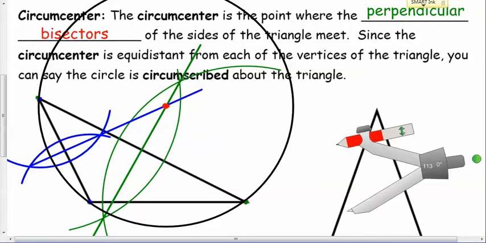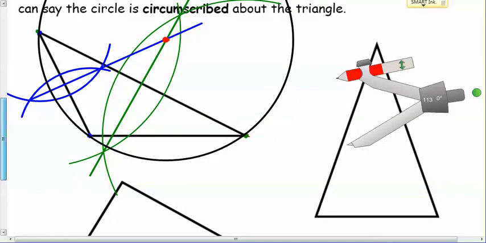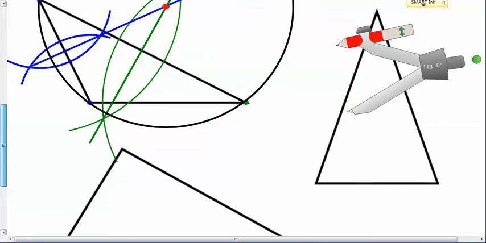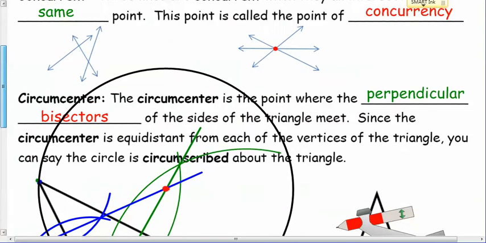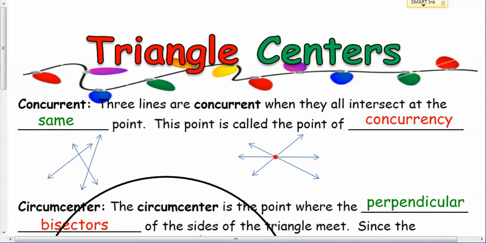Why don't you guys take a few minutes and practice doing this on your other 2 triangles? As you can see, the circumcenter can be inside the triangle, or it can be outside the triangle, it doesn't really matter. So take a few minutes and practice on your other 2 triangles, and then when you're done, go ahead and click on the next video clip.